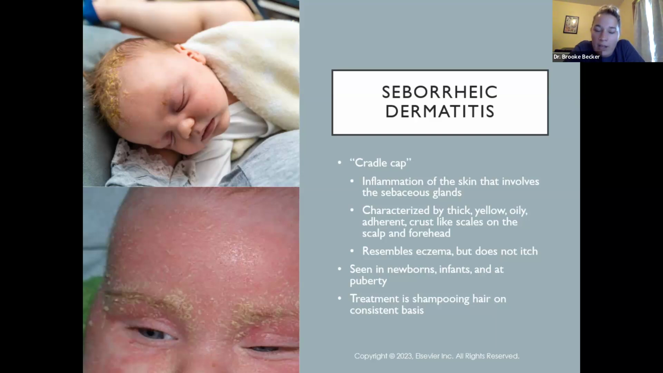So some people get confused and think that their kiddos have eczema when they have seborrheic dermatitis, but eczema a lot of times is itchy, and with seborrheic dermatitis, usually kids aren't even bothered by it. Okay.